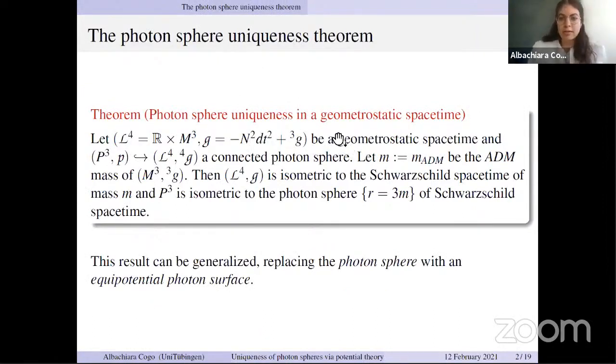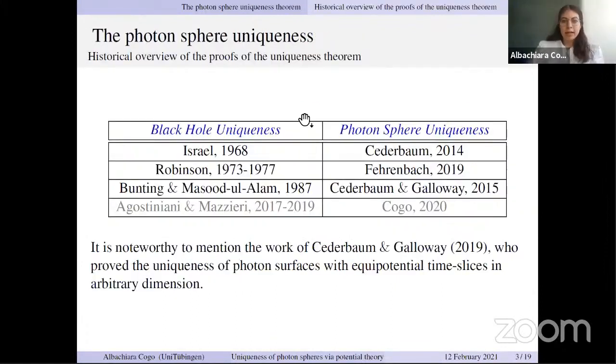The theorem says, roughly speaking, that if we have a geometrostatic spacetime, four-dimensional, and if we have a connected photon sphere embedded, or more generally an equipotential photon surface embedded, then the geometrostatic spacetime must be isometric to the Schwarzschild spacetime. Okay, this theorem has actually already been proven multiple times, always adapting the black hole uniqueness proofs.